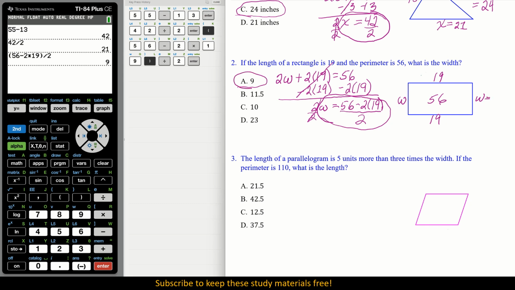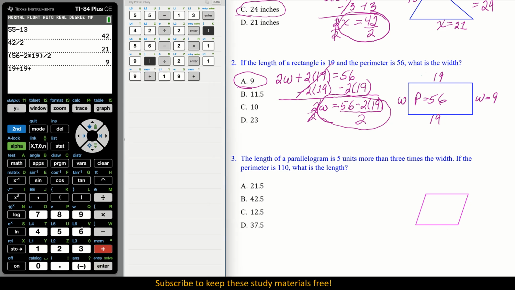So this is 9. And if you add that all up, it says your perimeter. I probably shouldn't have put the perimeter in the center, because when you put a value in the center of a figure, that generally implies area. That's why I need to say key for perimeter. So if we add that up, 19 plus 19 plus 9 plus 9, push equal, yes, we get 56. It doesn't hurt to double check.